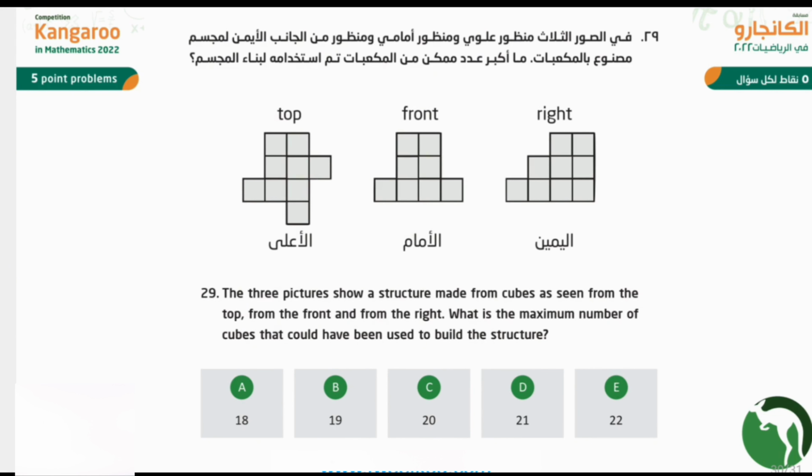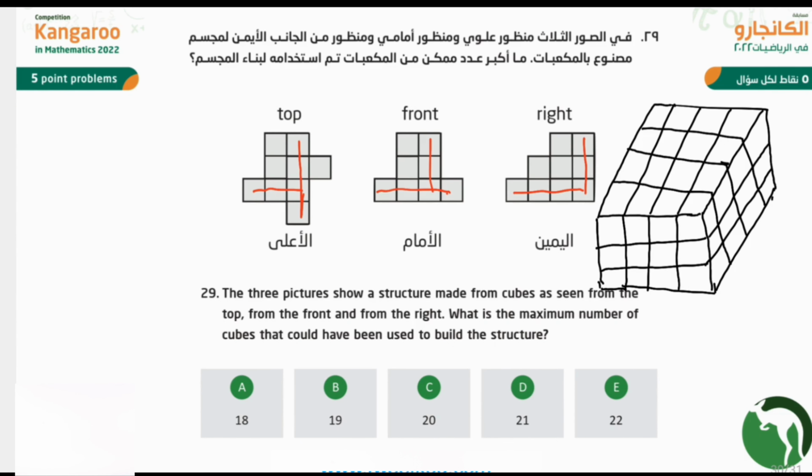What is the maximum number of cubes that could have been used to build the structure? As we can see from the right face, we have 4 as the width and 3 cubes as the height. Also from the front we have 4 as the width and 3 as the height. And from the top we have 4 cubes alongside here and 3 here. So we will draw a 4 by 4 by 3 rectangular prism.